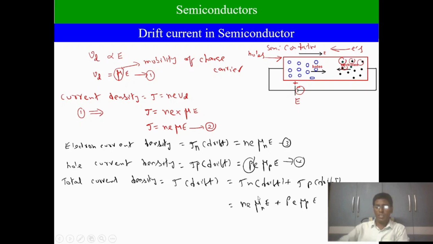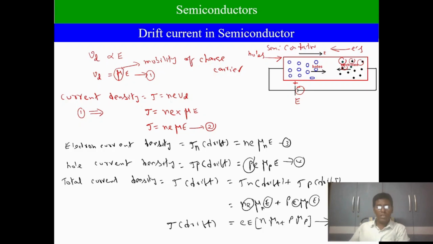Now in that expression, bring the common terms outside. Which are the common terms here? Small e, the charge, is common, and capital E is also common. So I am taking small e and capital E outside. So current density is equal to e E, and the remaining expression is N mu n plus P mu p. This is the equation for the total current density because of the drift process.